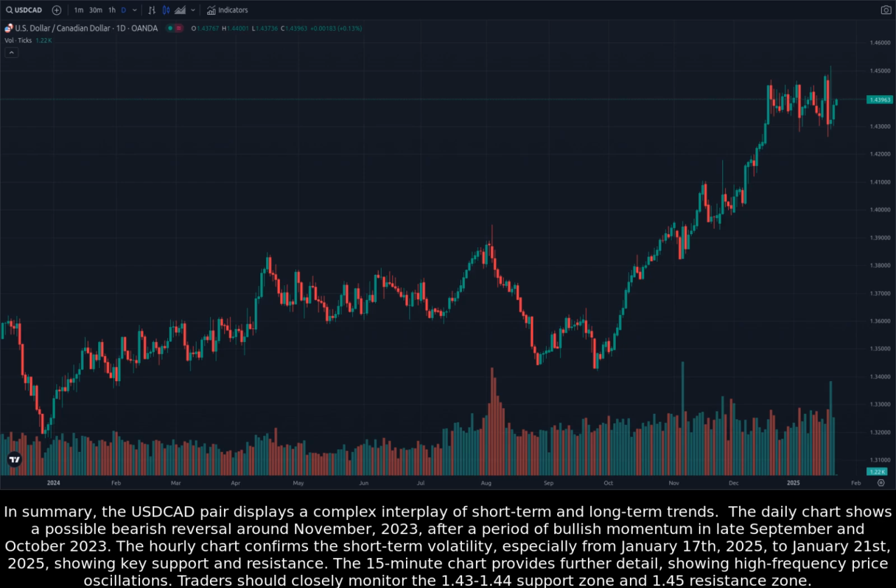key support and resistance. The 15-minute chart provides further detail, showing high-frequency price oscillations. Traders should closely monitor the 1.43 to 1.44 support zone and 1.45 resistance zone.